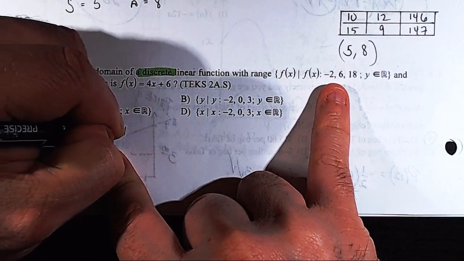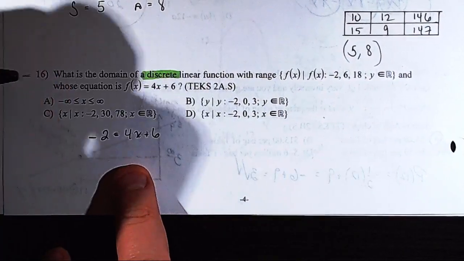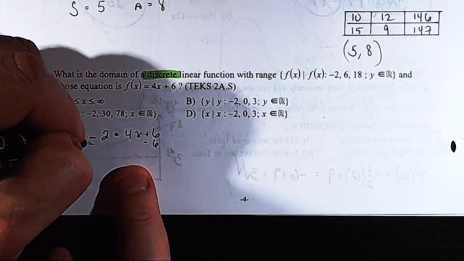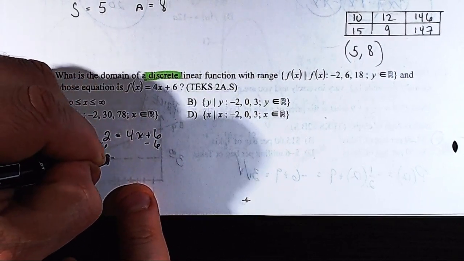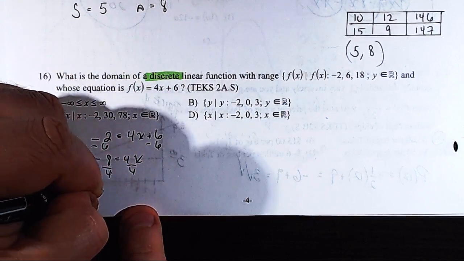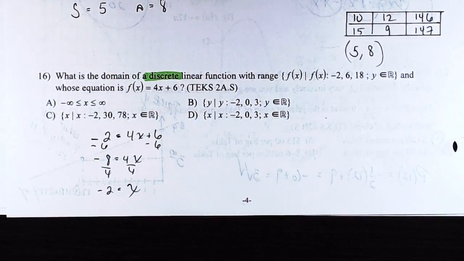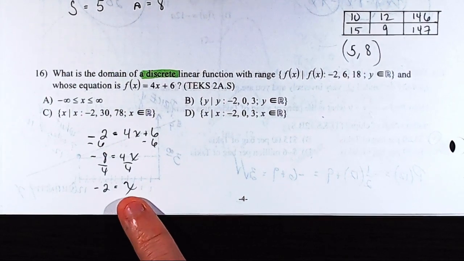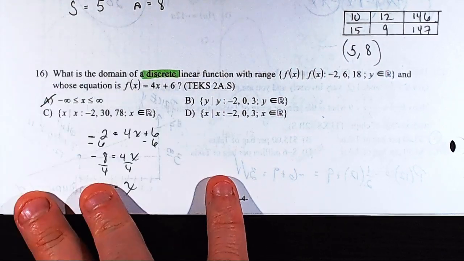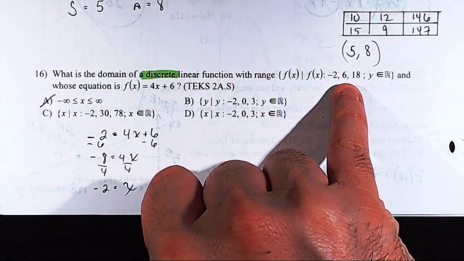So -2 = -4x + 6. Let me show you. Now let's solve for x. Minus 6, minus 6. I got -8 = -4x. Divide by -4, divide by -4. 2 equals x. So I know that one of my discrete x's is going to be 2, which gets rid of A as a possible answer. Let's try the next one, 6.